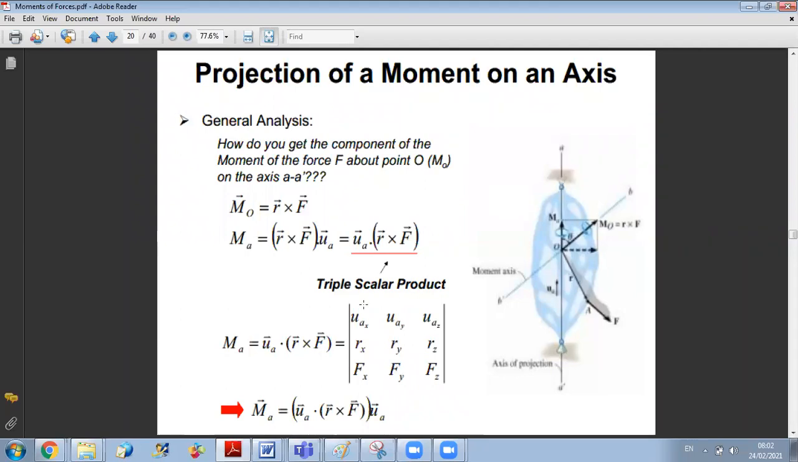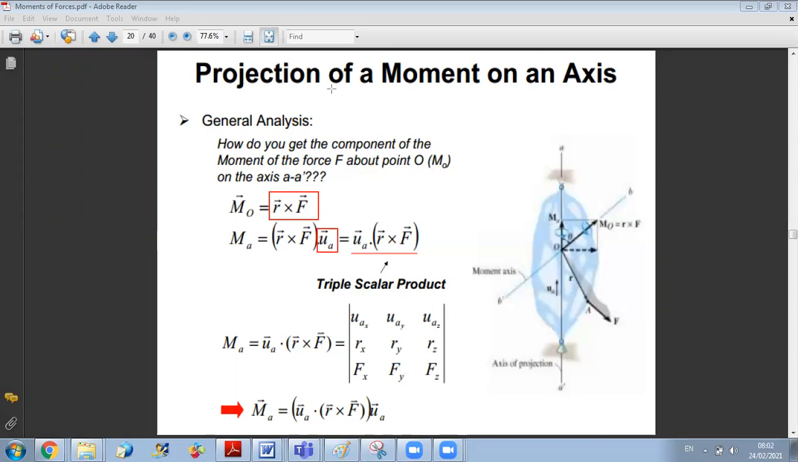So this is called the triple scalar product. UA dot R vectorial F, which will give us directly the projection moment of a vector F about a certain axis. Now, you can do it in steps. You can first calculate the value of R vectorial F, and after you find this vector, you do the dot product with UA. But you have another calculation method that is faster.